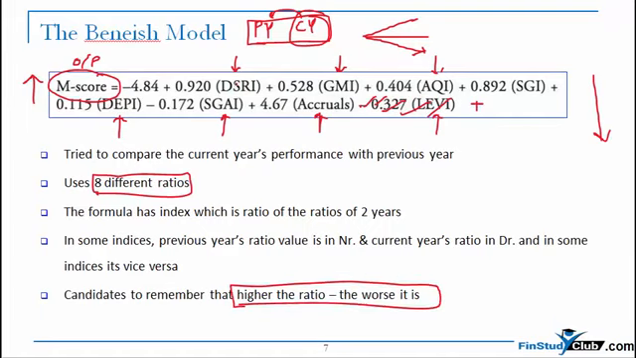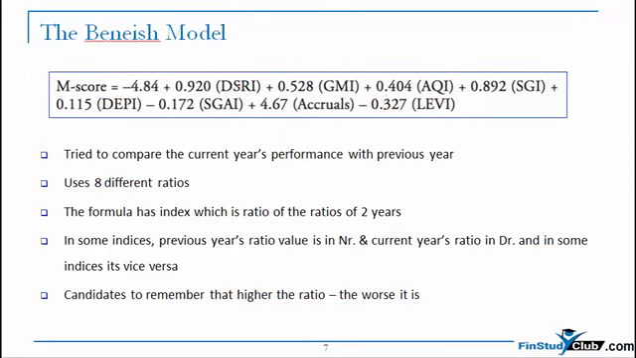Let's try and understand what this DSRI means. It's the days of sales receivable index. DSRI is basically a negative parameter. What I mean by that is, previous year 8 days was the receivable, and in the current year, let's say 10 days has been the average collection period. So obviously the situation has worsened.